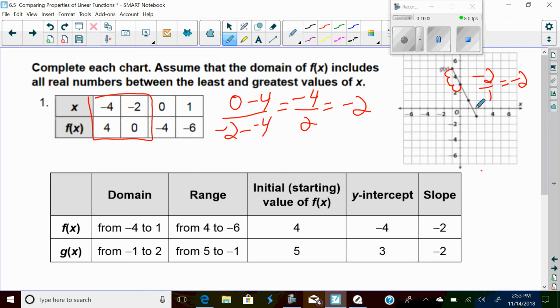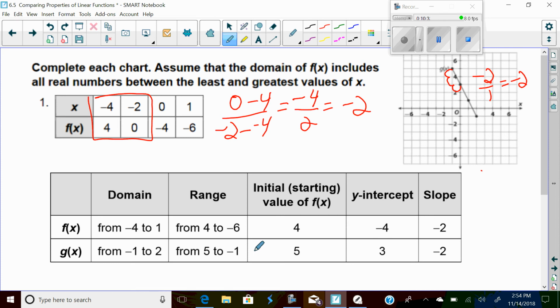How far up does it go, or down it goes? It goes all the way down to -4. And how far up does it go? Up to +5. So it's from +5 to -1. If you put -1 to 5, that kind of makes a little bit more sense either way.